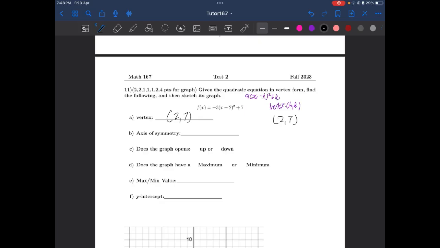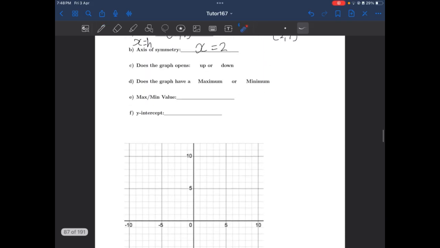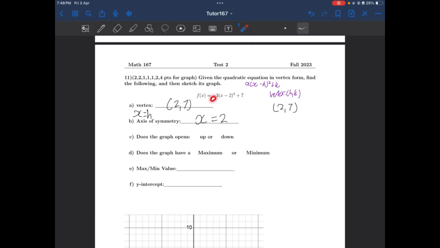Our axis of symmetry is just our x value. Our axis of symmetry is x is equal to h, so whatever the h value is. h is 2, so our axis of symmetry is x is equal to 2. The graph opens down because it's a negative number. You see this negative up front here? Because there's a negative up front here, the graph opens down. If it was a positive, it would open up. So because it opens down, it has a maximum. And our maximum value is 7.